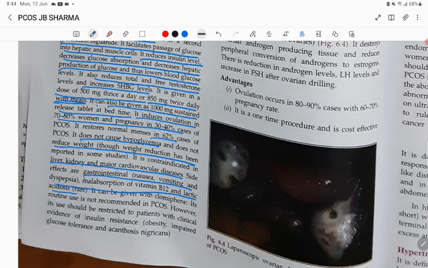It can be given with clomiphene. Its routine use is not recommended in PCOS. However, it should be restricted to patients with clinical evidence of insulin resistance, obesity, glucose intolerance. You can give it where acanthosis nigricans is present.